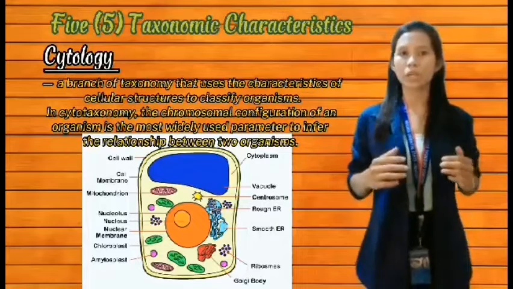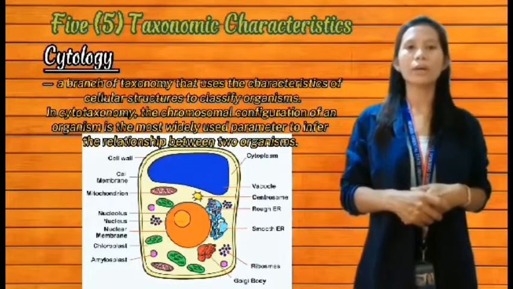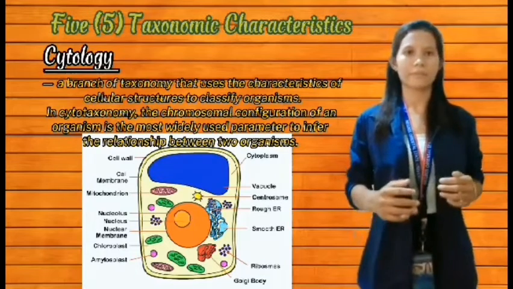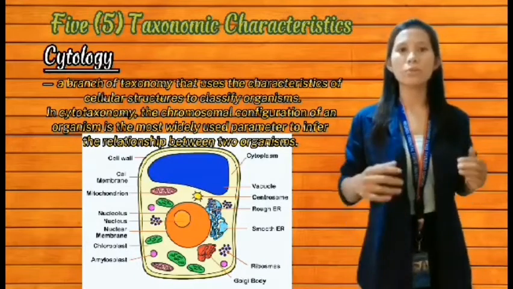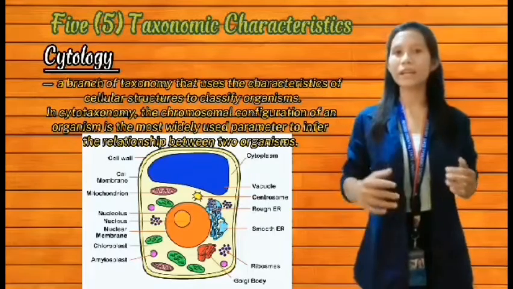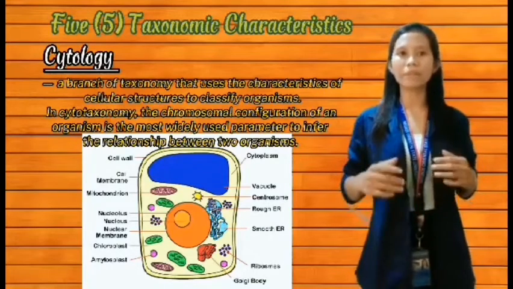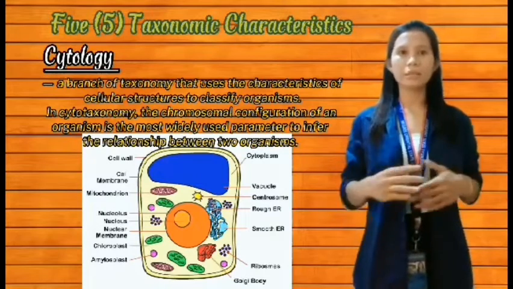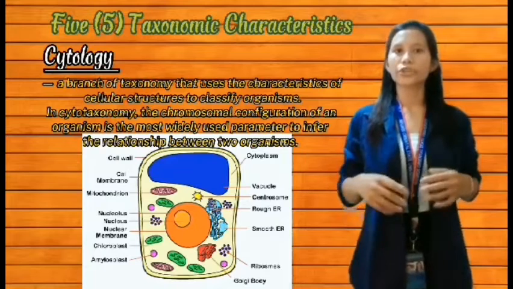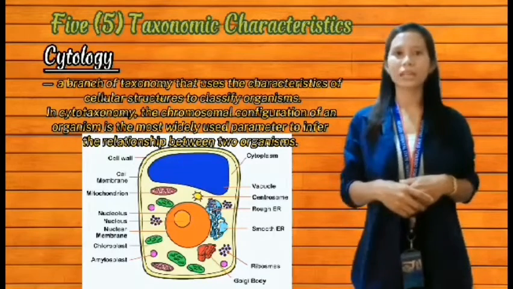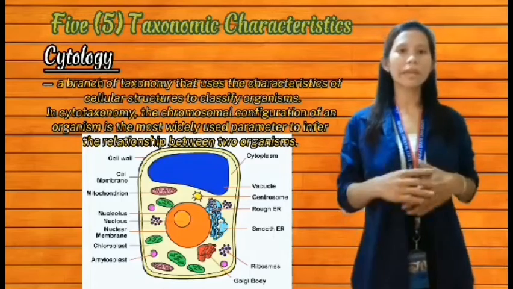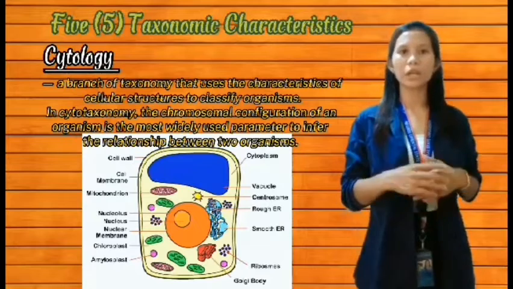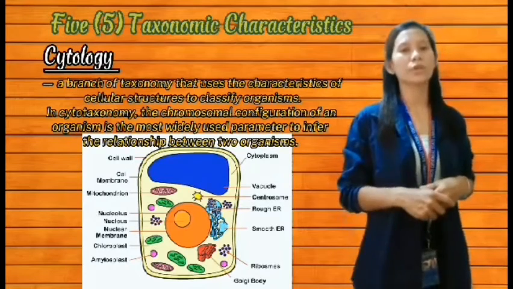Next is cytology. Cytotaxonomy is a branch of taxonomy that uses the characters of cellular structure to classify organisms. In cytotaxonomy, the chromosomal configuration of an organism is the most widely used parameter to infer the relationship between two organisms. The pairing and separation behavior of chromosomes during cell division helps in taxonomic studies. So the chromosome behavior is responsible for the development of aneuploids, polyploids, and also the origin of new species.